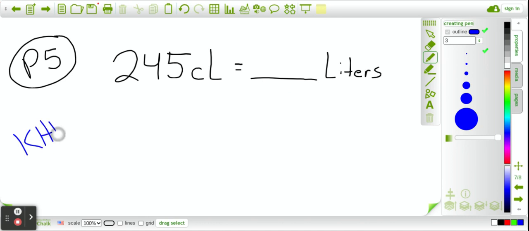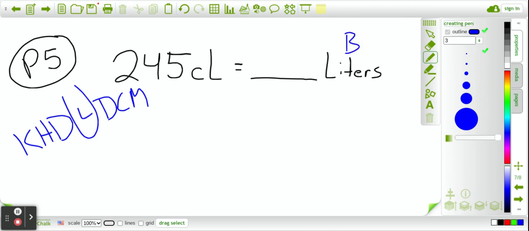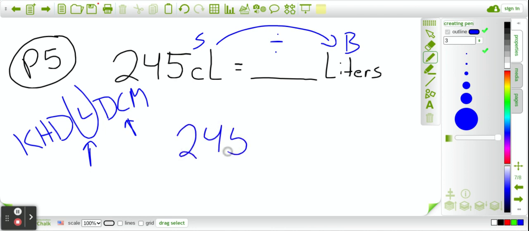King Henry danced unusually, drinking chocolate milk. Liters. All right, let's see. Liters is my big. Centiliters is small. You can see liters is here, centiliters is there. I'm going small to big, so I know I'm going to divide. So 245 divided by, let's see, 1, 2, so that's 100. I'm going to divide that by 100.